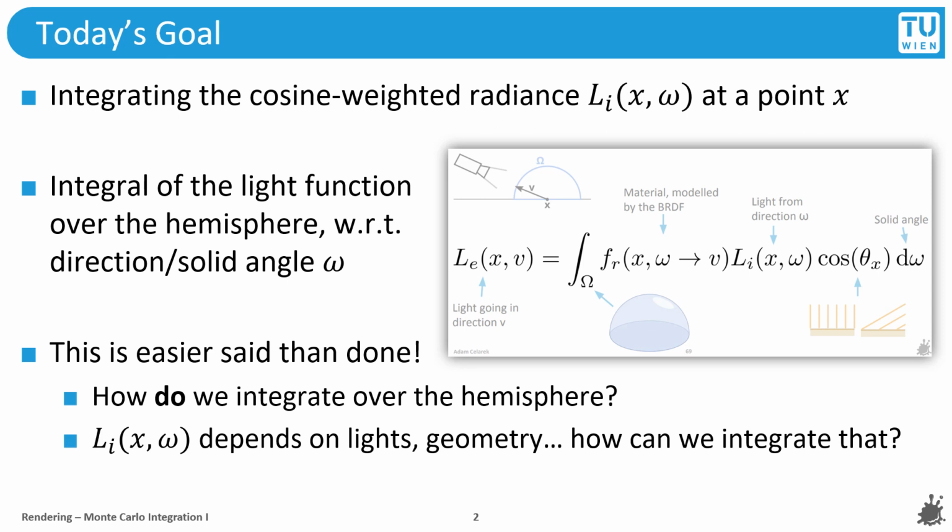However, this is easier said than done. Right off the bat, there are two questions that arise. One would be, how do we even integrate over the hemisphere? And the second would be that the light function, that is what we are trying to integrate, depends on the light's geometry, is in general quite complex, is not necessarily continuous. In fact, in most cases it isn't. So how can we even integrate something like that?